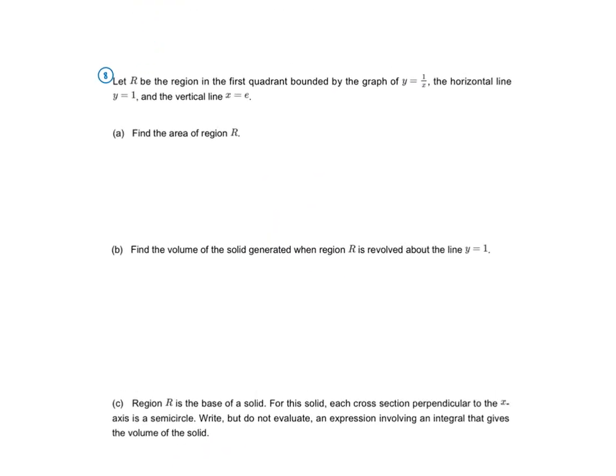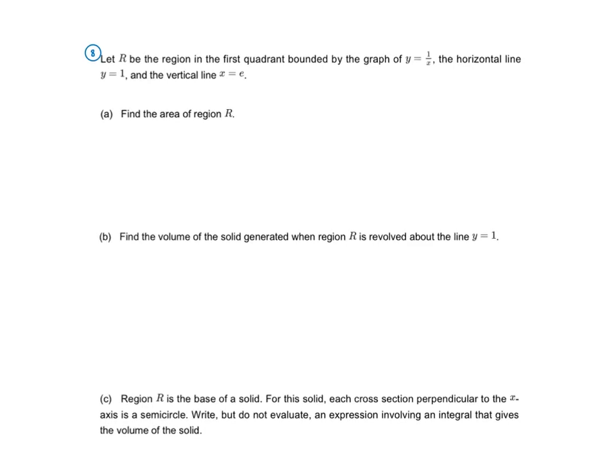Okay, so we got one of these where we're finding volumes of solids. Let R be the region in the first quadrant, bounded by the graph of y equals 1 over x, the horizontal line y equals 1, and the vertical line x equals e. So let's draw that real quick. I think everything's in the first quadrant that they're describing. Okay, there's 1 over x, something like that. We have x equals e.